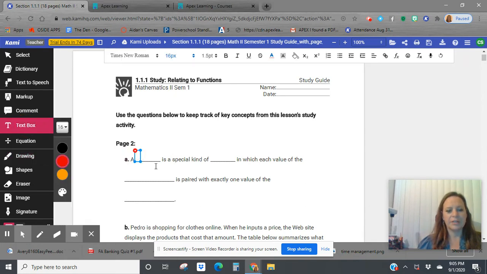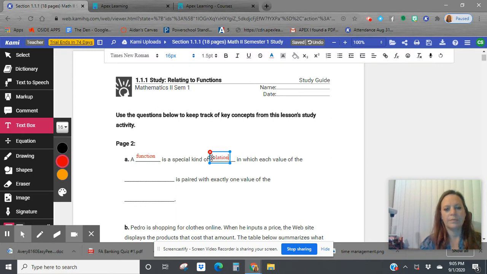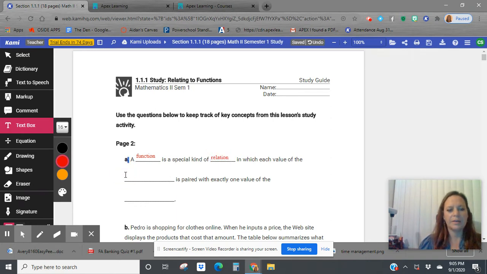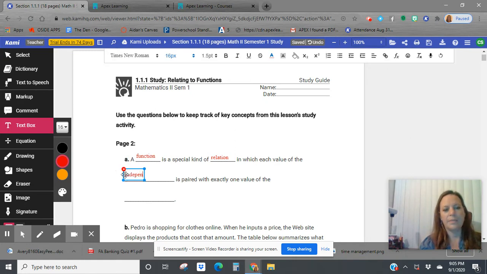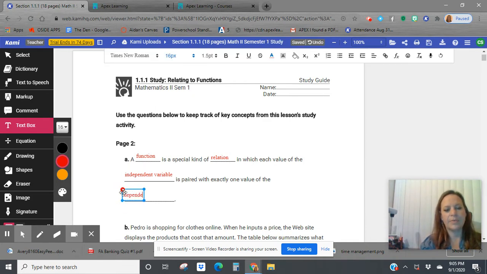A function is a special kind of relation in which each value of the independent variable is paired with exactly one value of the dependent variable.